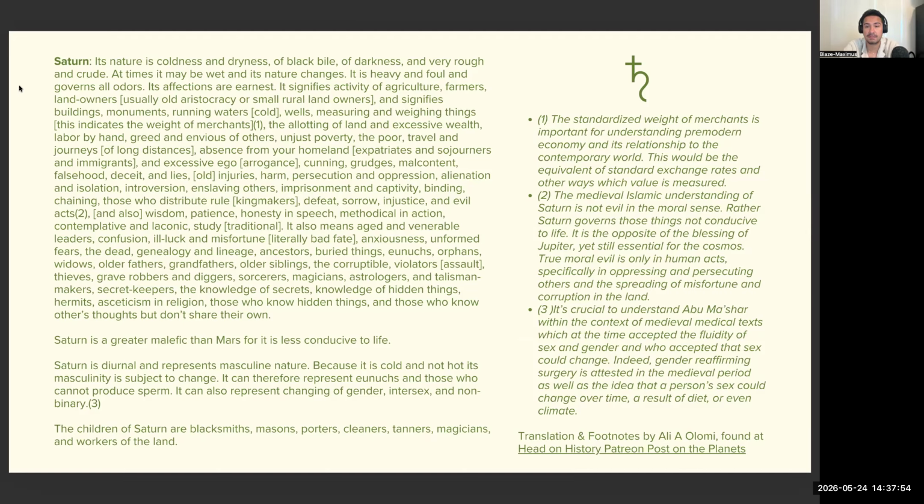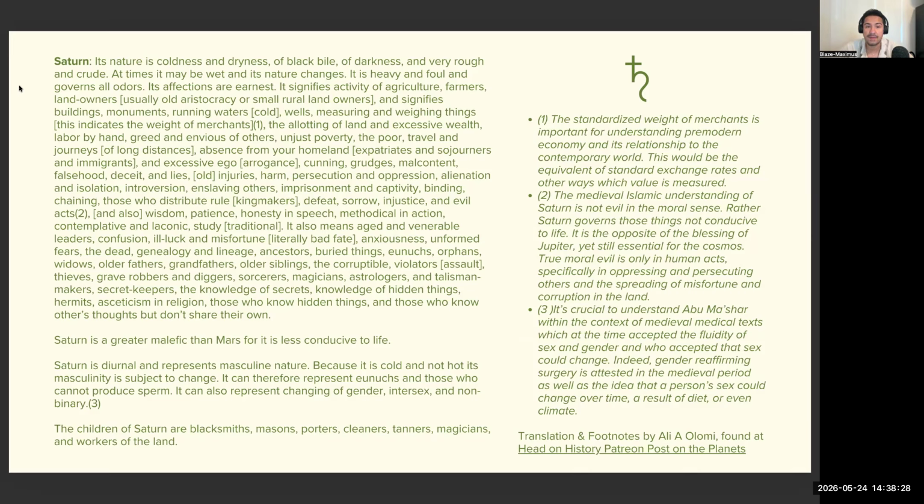So literally like exchange rates and weighing things and exchanging currency and stuff like that. And the measuring of value is all signified by Saturn here. The allotting of land and excessive wealth, labor by hand, greed and envy of others. Unjust poverty. The poor. So all poor people, all marginalized people. Travel and journeys that happen of long distances. Absence from your homeland. So expatriates and sojourners and immigrants.